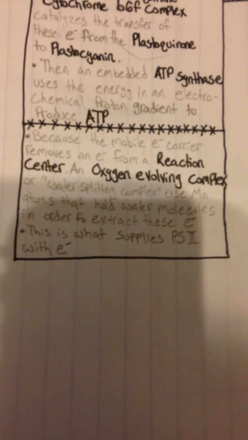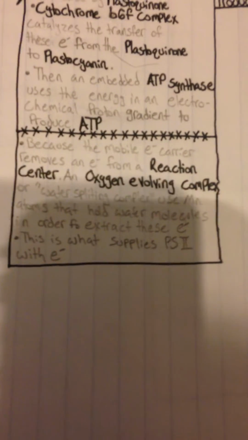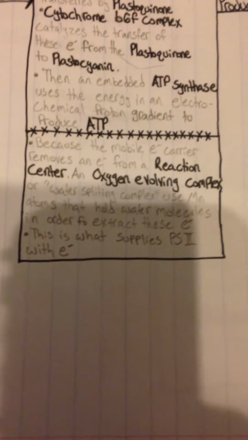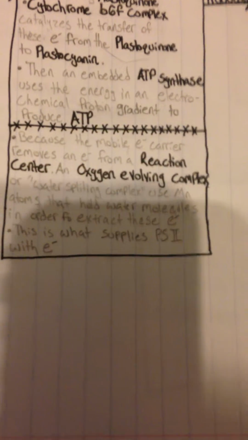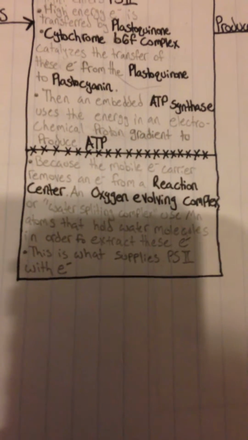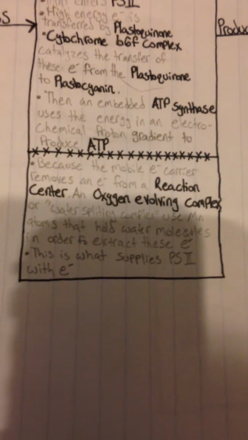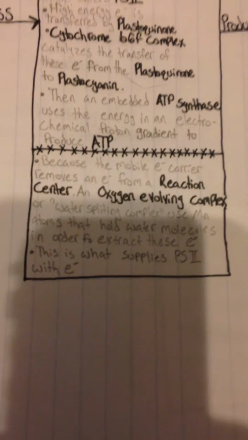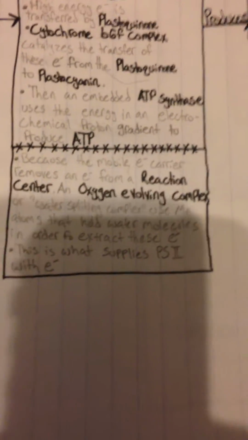And down here we talk about how, because the mobile electron carrier removes an electron from the reaction center, an oxygen evolving complex, also known as the water splitting complex, uses manganese atoms that hold water molecules in order to extract these electrons, and this is what supplies photosystem 2 with electrons. Now photosystem 2 produces ATP.